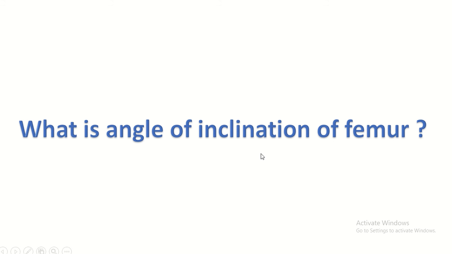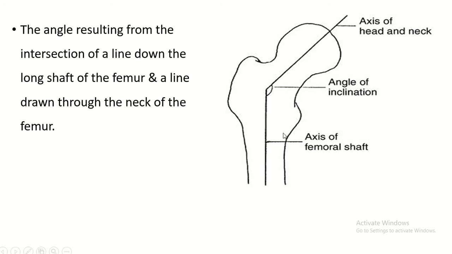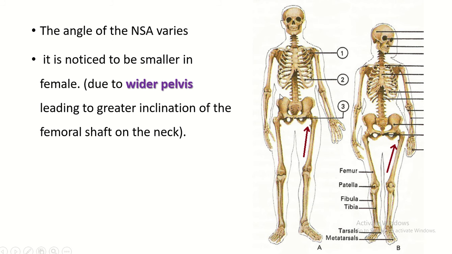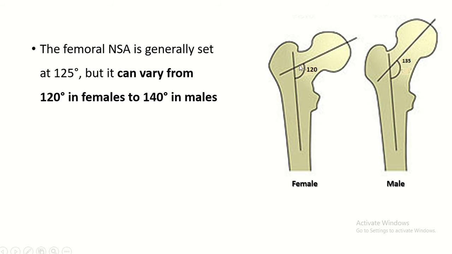What is the angle of inclination of the femur? This angle is formed by two lines. One line passes through the neck, another line passes through the shaft of the femur, and this is the angle. This angle is 120 to 125 degrees, and in an elderly person it is 120 degrees. The female pelvis is wider, which is why the angle of inclination is less in females but more in males.